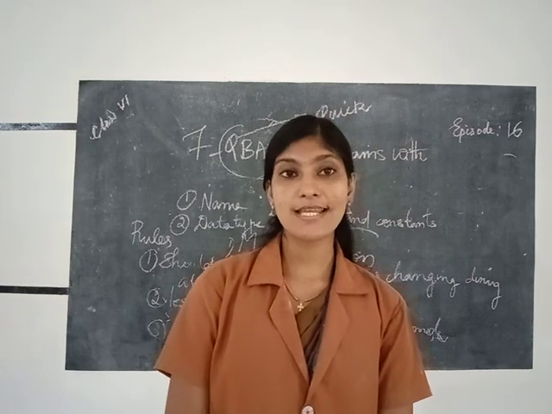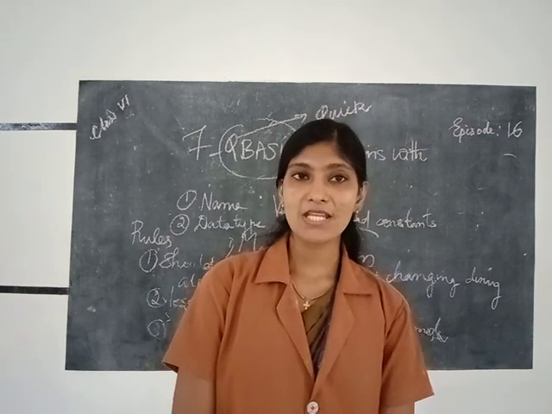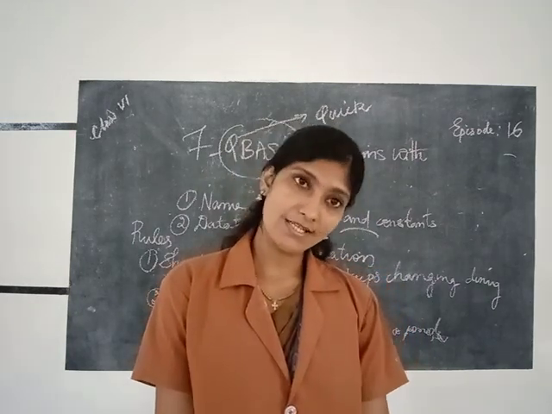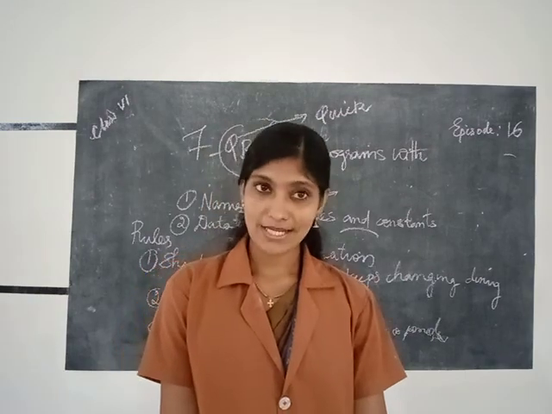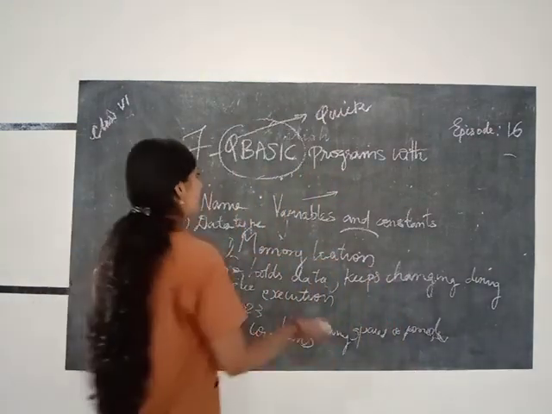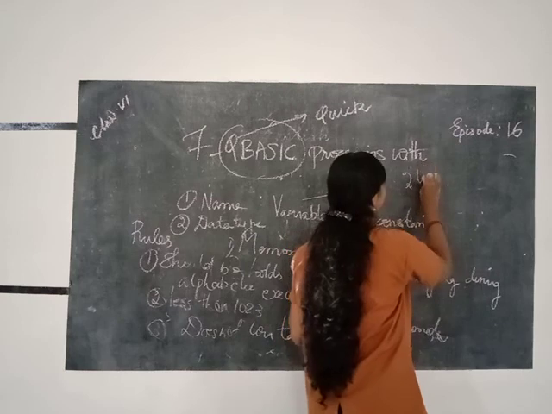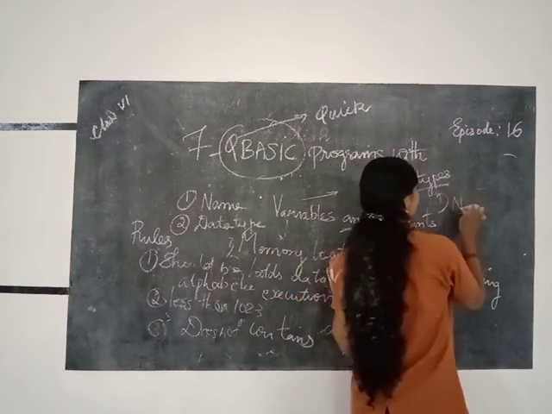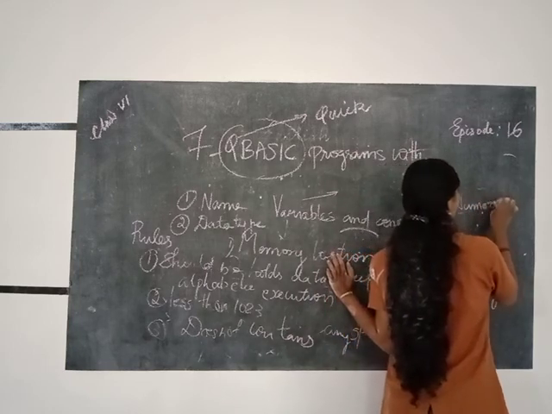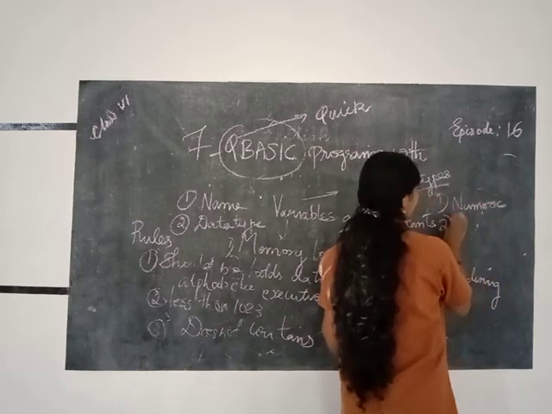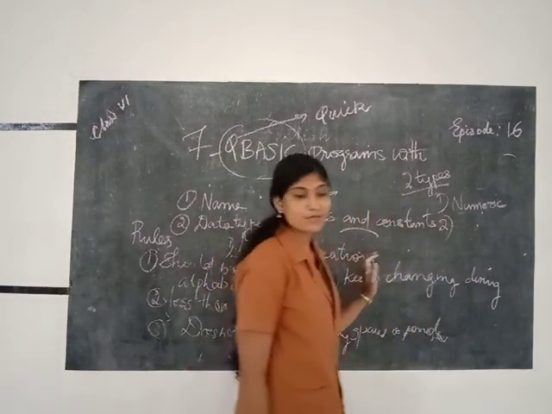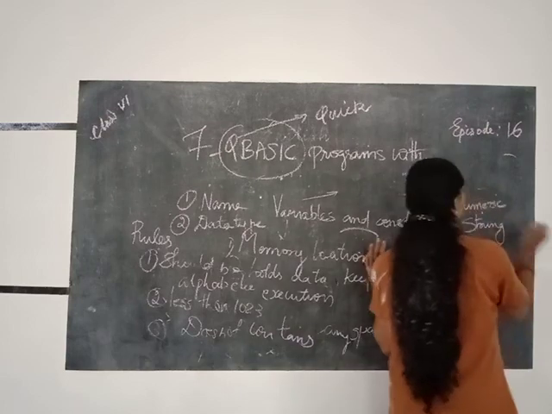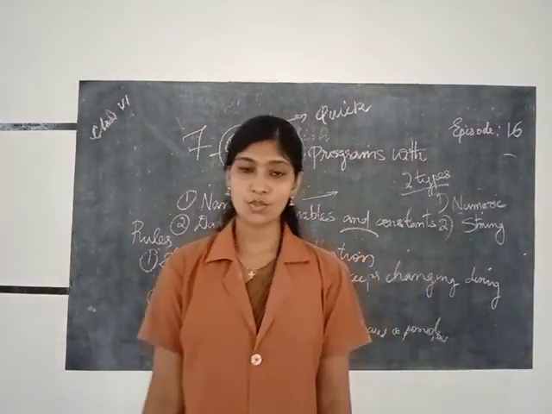Numeric means which is related to numbers, and string means which contains alphabetic characters, symbols, special symbols, etc. So the first one is numeric variable, and the second one is string variable. Numeric variable means which is related to numbers.